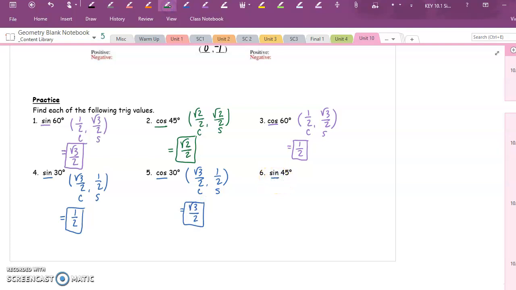Last but not least, we have sine of 45 degrees. So I'm going to write down my ordered pair like I did in number 2. So we have square root 2 over 2 comma square root 2 over 2. It goes cosine comma sine. So therefore, because it's sine of 45 degrees, it's the second one, square root 2 over 2.